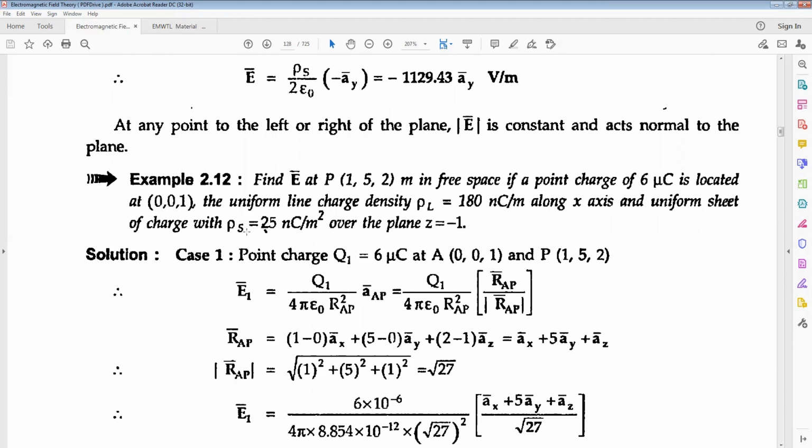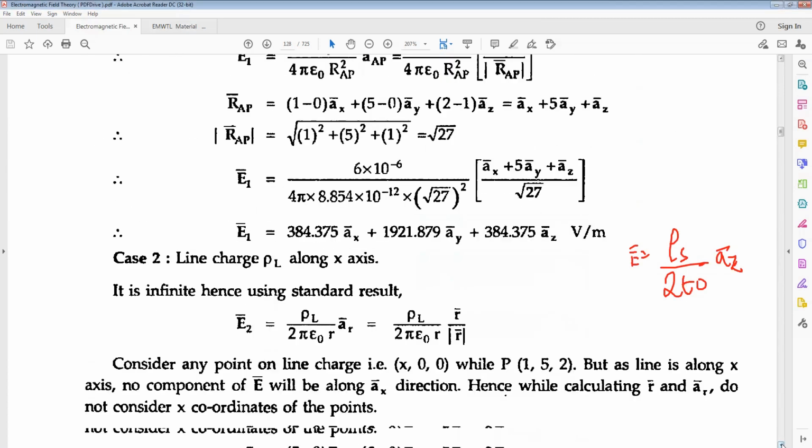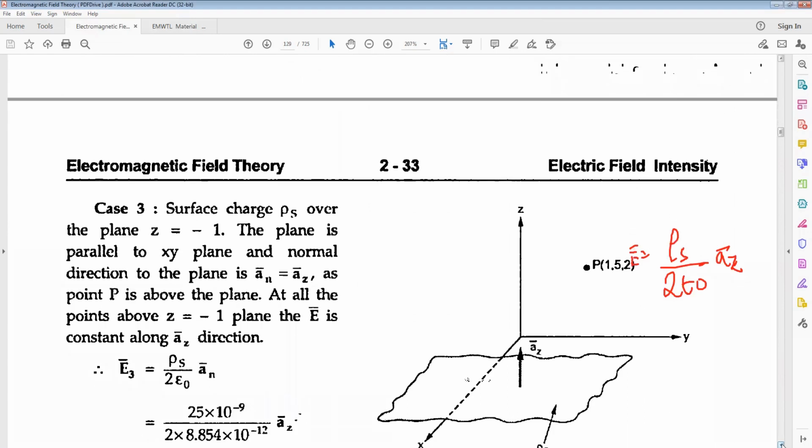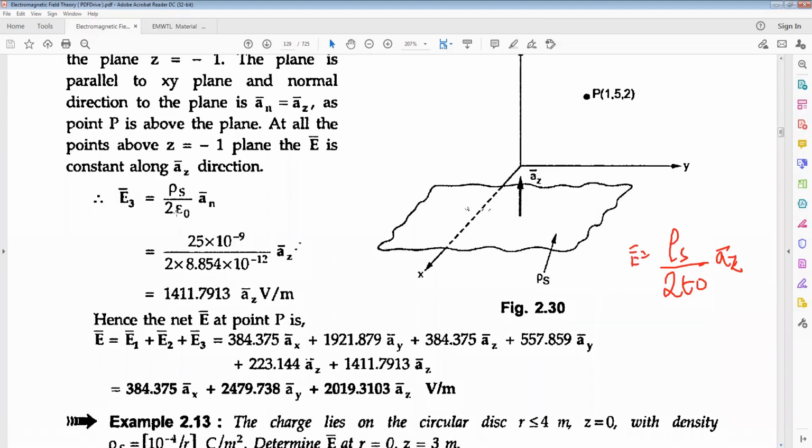Similarly, rho S is over a plane of Z equal to minus 1, meaning E bar is equal to rho S by 2 epsilon naught AN bar. Rho S is given and epsilon naught we also know. You can find the value of E bar in terms of rho S here: rho S by 2 epsilon naught AN bar, where AN bar is AZ.